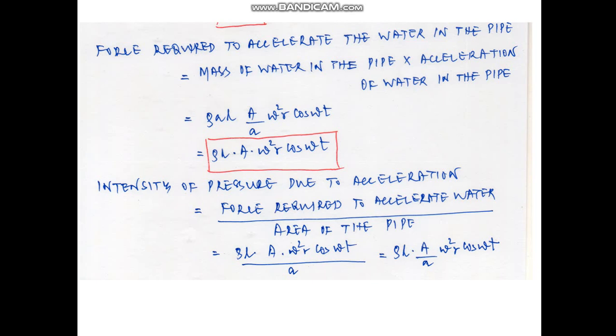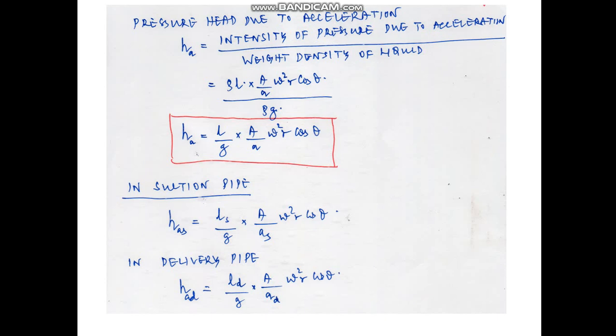Now the intensity of pressure due to acceleration. Intensity of pressure is force by area. Again, you divide by area of the pipe. For the force, so rho L A by a omega square r cos omega t, force by area. Now the pressure head due to acceleration. The pressure head due to acceleration is the intensity of pressure divided by rho g. You know, p equal to rho gh. So h is p by rho g. Intensity of pressure by rho g. So that equation divided by rho g. So the pressure head due to acceleration, HA, is L by g, A by a omega square r cos theta. Omega t you write as theta.